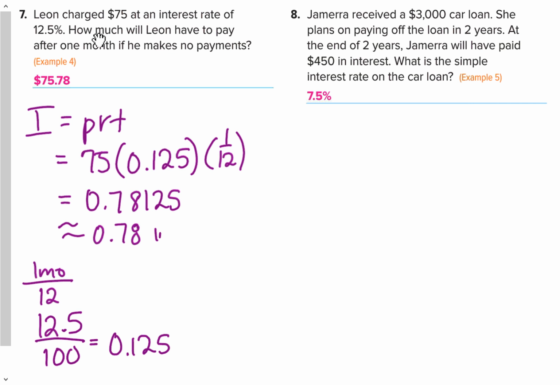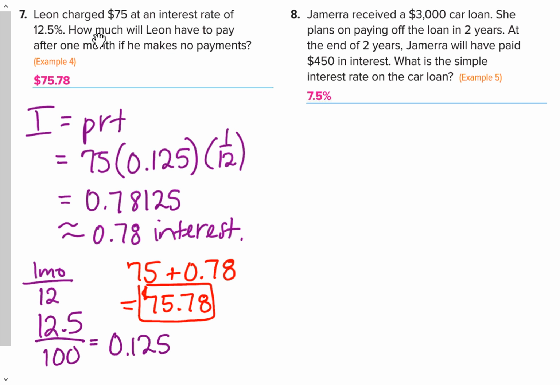So this is your interest. They want to know how much you're going to owe altogether. So you would just take your $75, add your interest, and then you're going to end up with $75.78. Okay. Our next example is about Jamera receiving $3,000 on a car loan. She plans on paying off the loan in 2 years. At the end of 2 years, Jamera will have paid $450 in interest. What is a simple interest rate on her car?